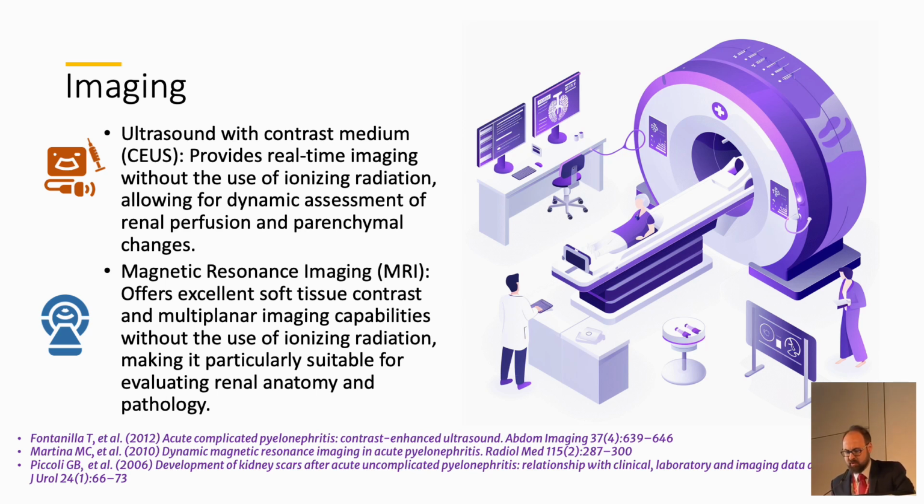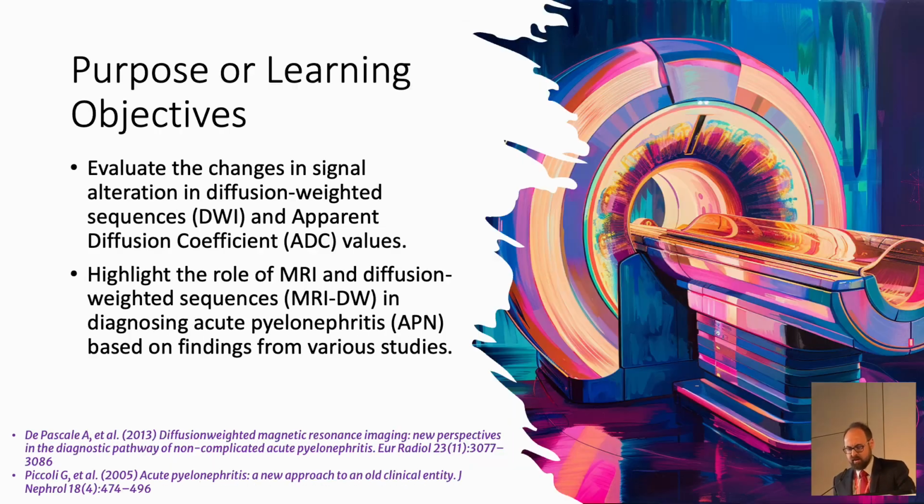Magnetic resonance imaging offers excellent soft tissue contrast and multiplanar imaging capabilities without the use of ionizing radiation, making it particularly suitable for evaluating renal anatomy and pathology. The objective of our study is to evaluate the changes in signal alteration in diffusion-weighted sequences and apparent diffusion coefficient values. Highlight the role of MRI and diffusion-weighted sequences in diagnosing acute pyelonephritis based on findings from various studies.